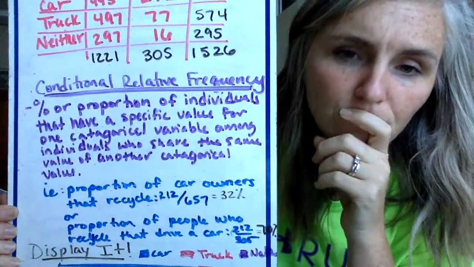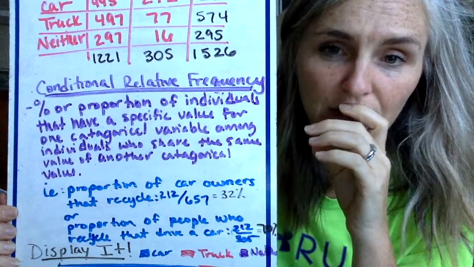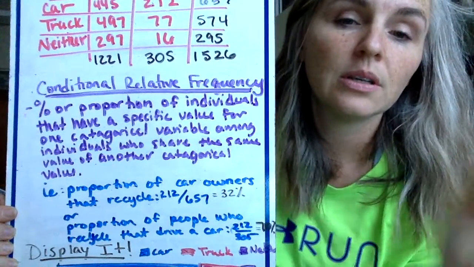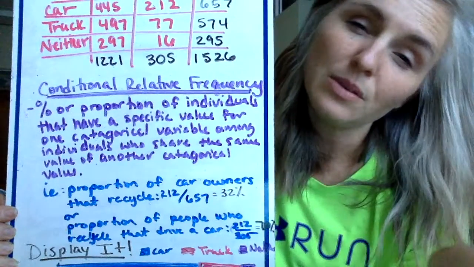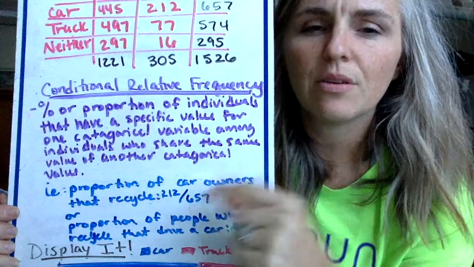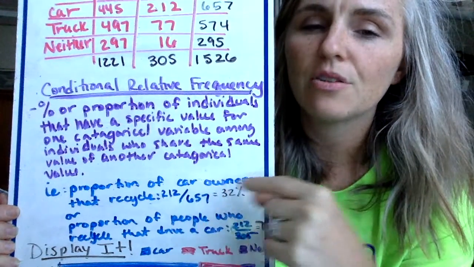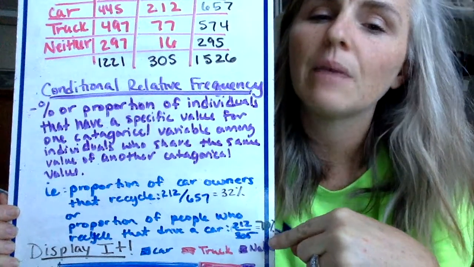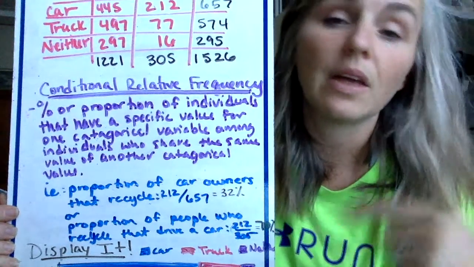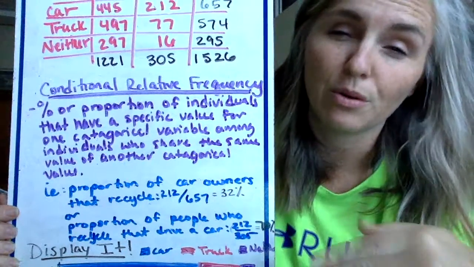So then we begin to ask about association. Can we say that if you're a car owner, you probably recycle? Or can we say if you recycle, you're probably a car owner? I don't know that we can say if you're a car owner, you probably recycle. But we might make a convincing argument about recycling: if you do recycle, you probably also own a car, not a truck.